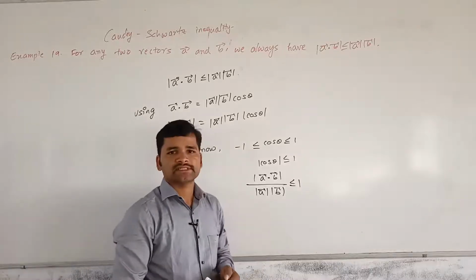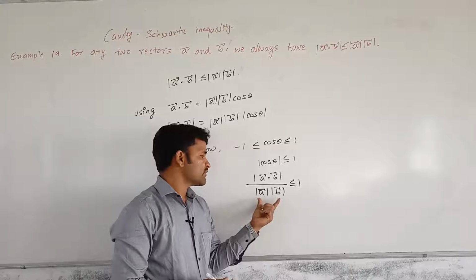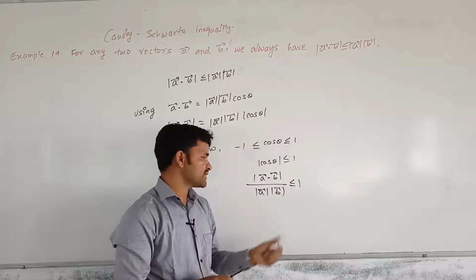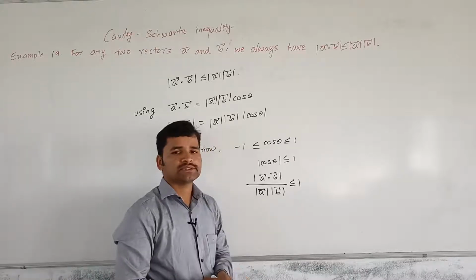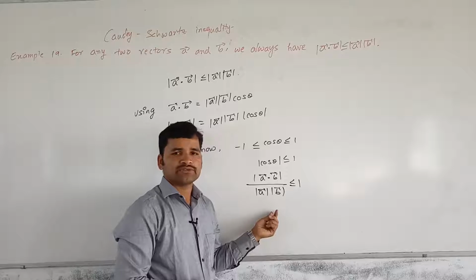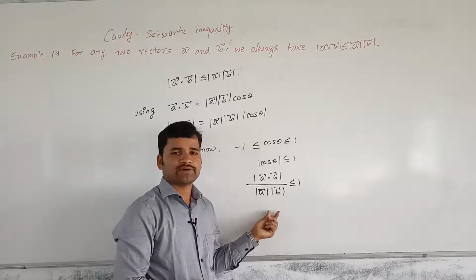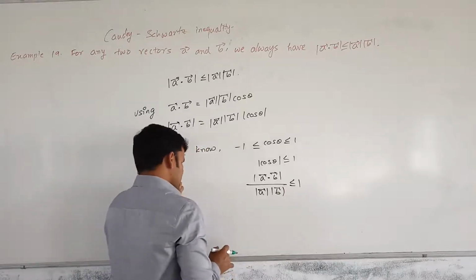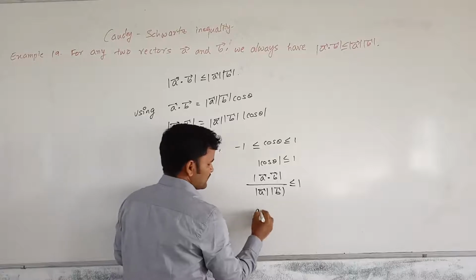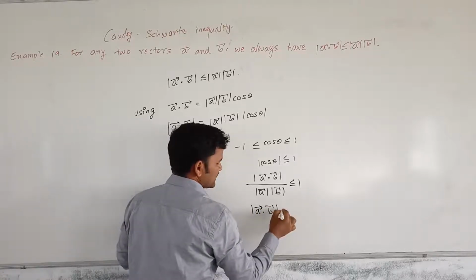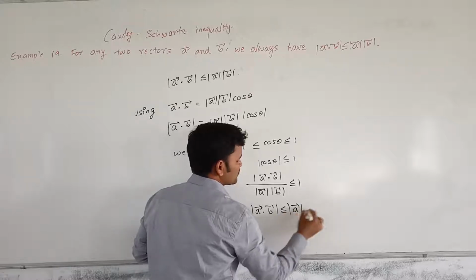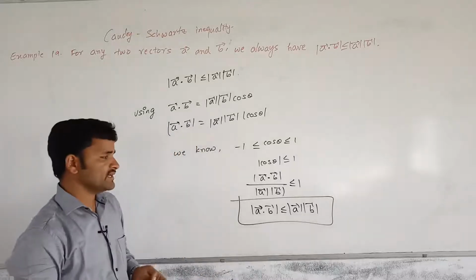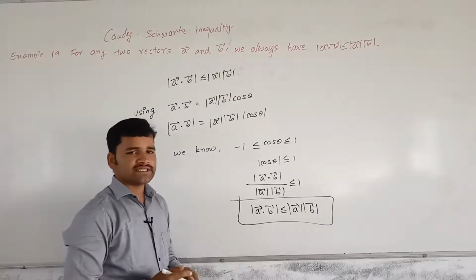Now here is the inequality concept. I want to take magnitude of A into magnitude of vector B to the right side. Both sides I will multiply with magnitude of vector A into magnitude of vector B. As magnitude of A and magnitude of B are both positive values, there is no need to change the sign of the inequality. Multiplying both LHS and RHS by magnitude of A into magnitude of B, we have modulus of A dot B is less than or equal to magnitude of vector A into magnitude of vector B. The inequality we have proved, that is Cauchy-Schwarz inequality.